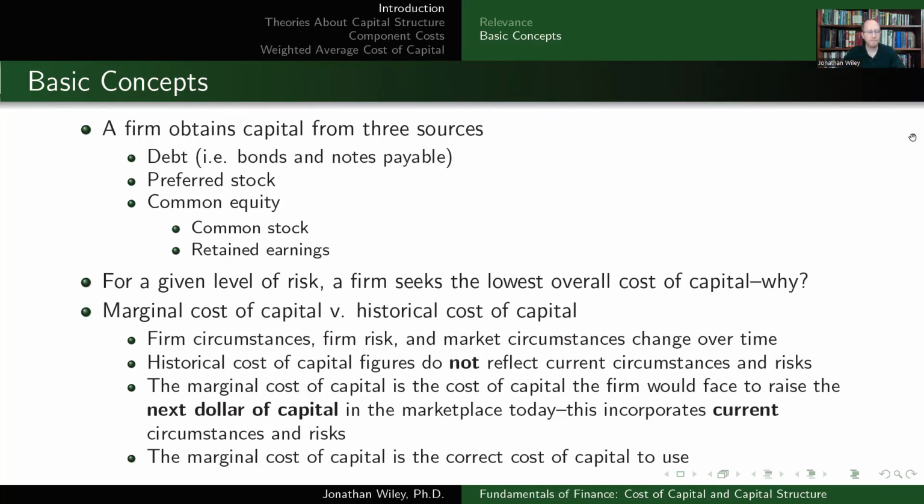my decisions by. So what that brings us to is something called the marginal cost of capital. The marginal cost of capital is the cost of capital the firm would face to raise the next dollar of capital in the marketplace today. And this is going to incorporate current circumstances and risks, and basically is going to be an assessment of what do investors expect of the company now. And I need to make sure that I am meeting or exceeding that, holding risk constant.